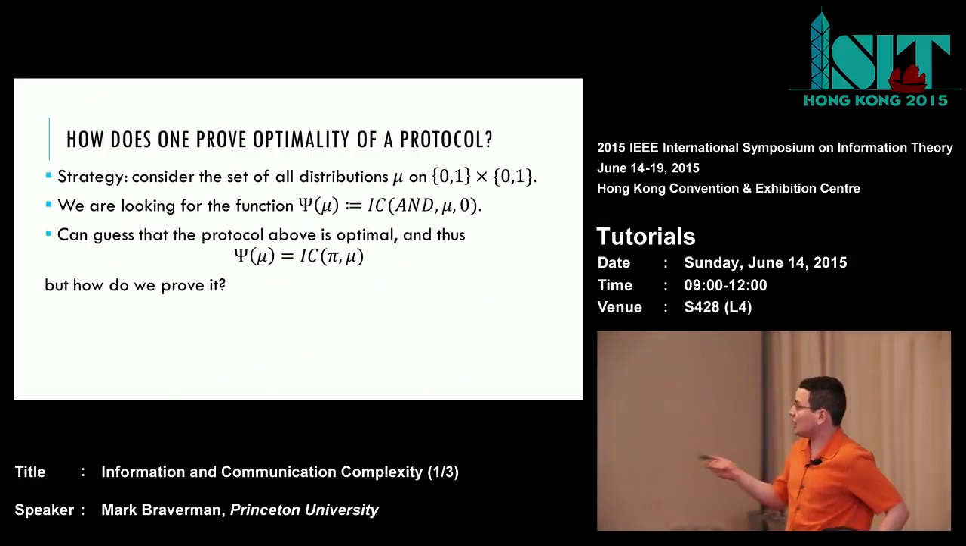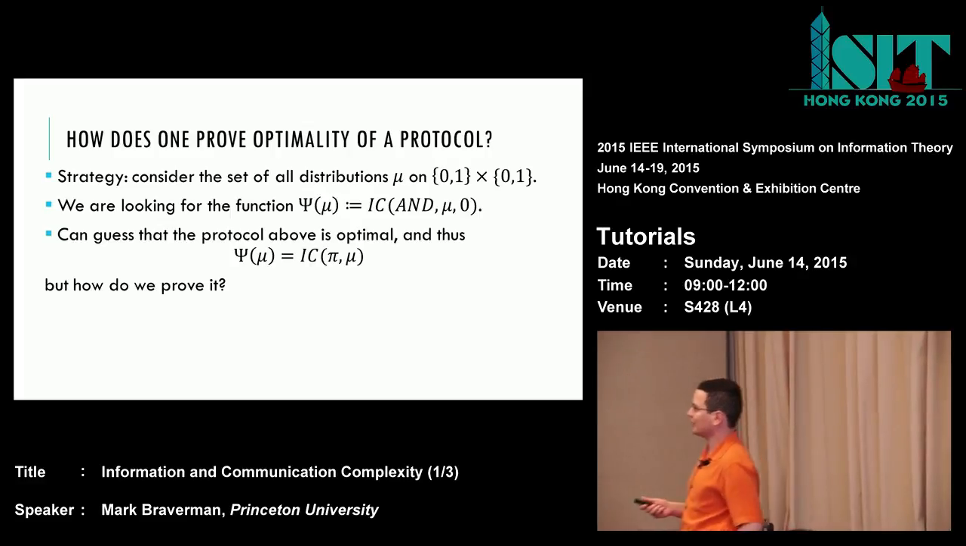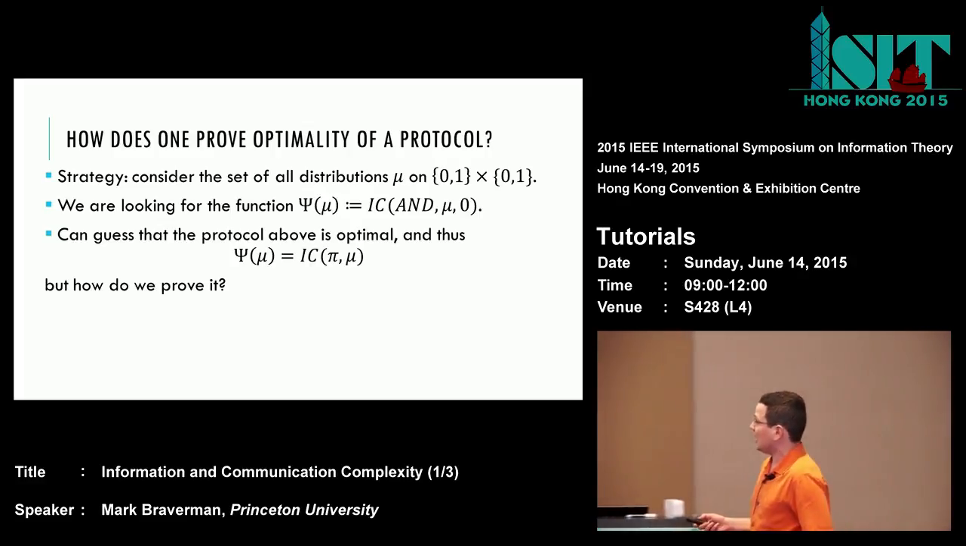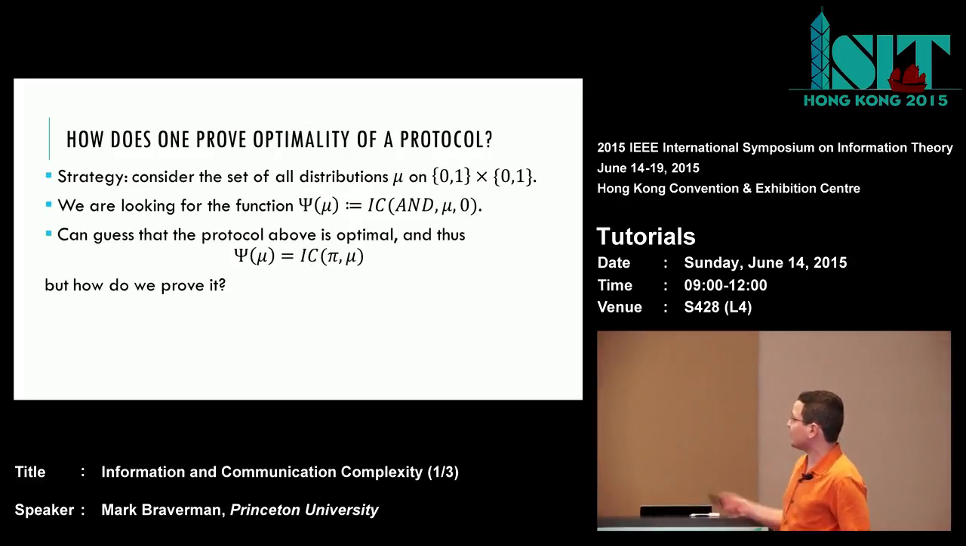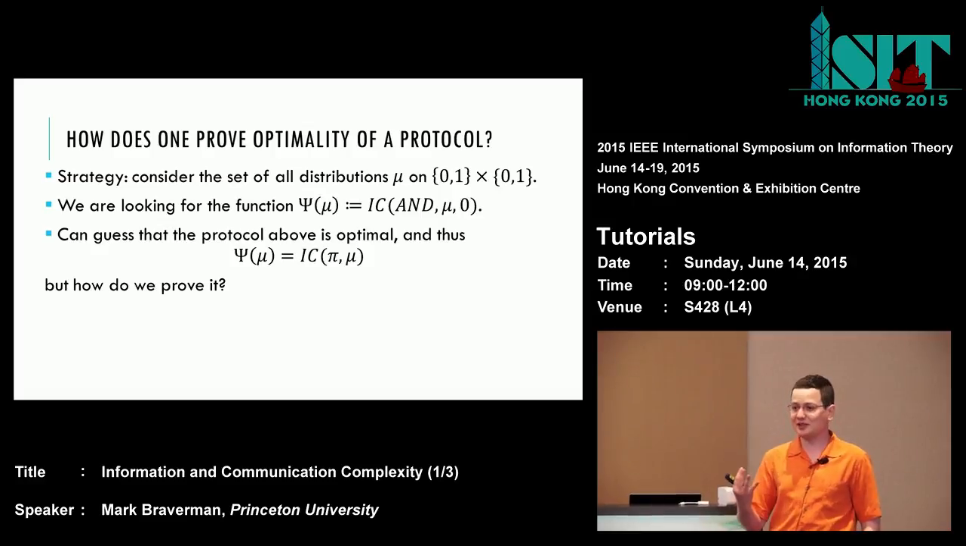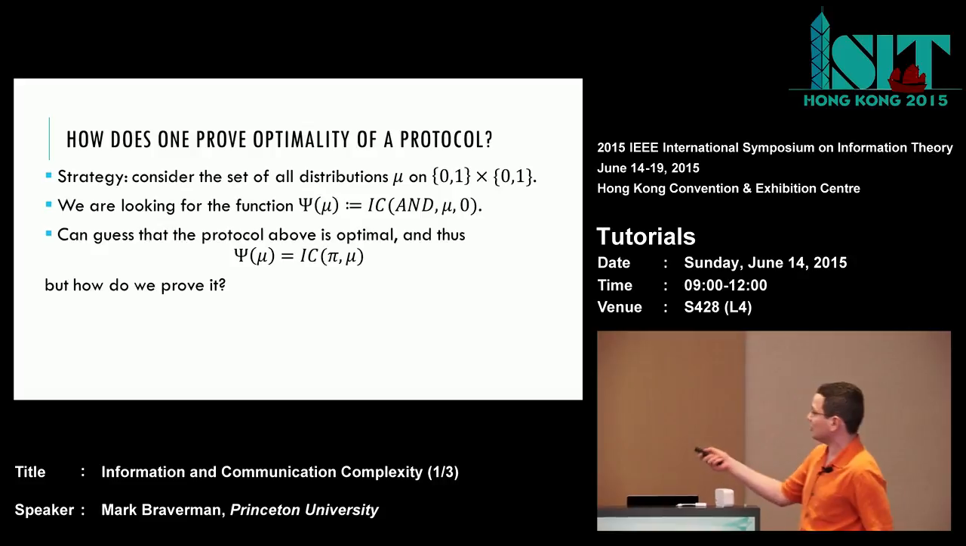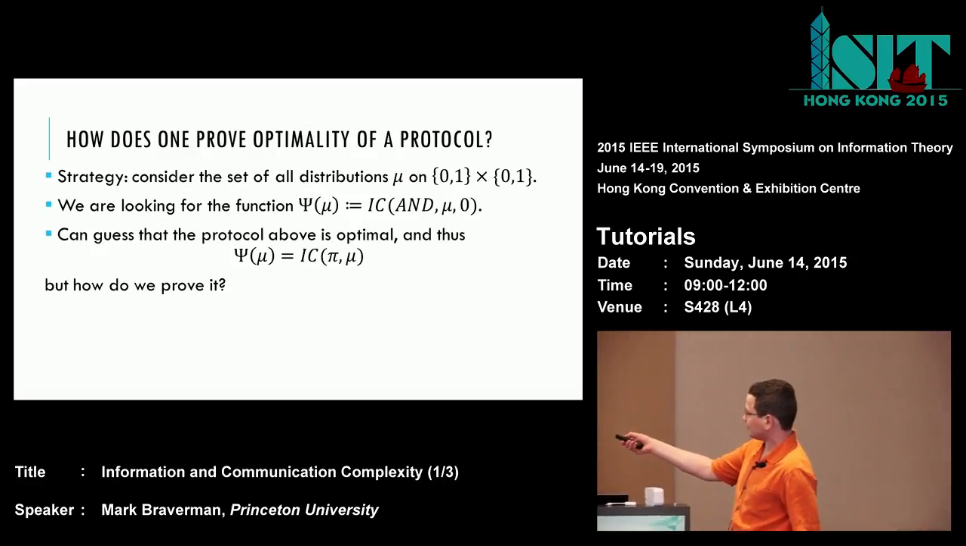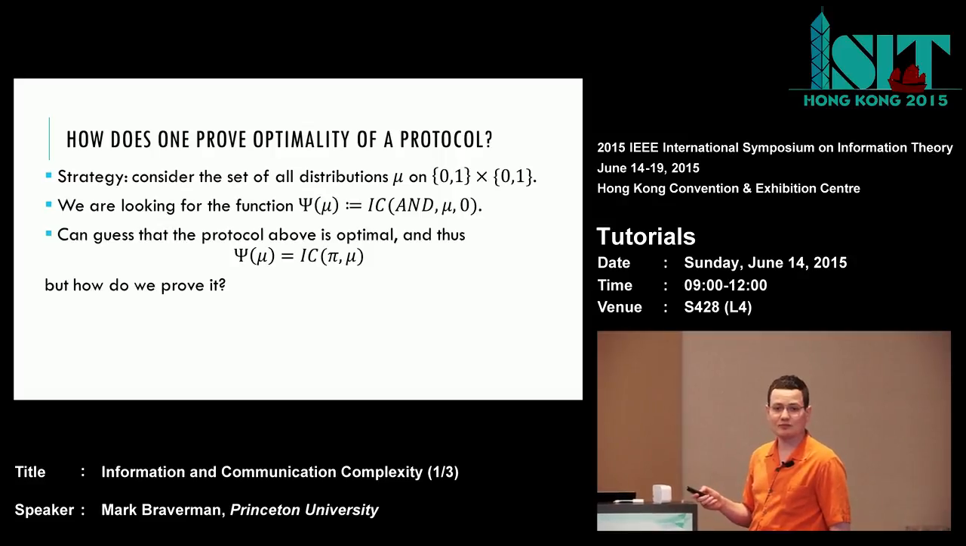So how do you actually prove this? So the strategy is, it turns out that while proving optimality for one distribution, you might as well look at all distributions simultaneously. So, question. Yeah? So before the protocol, I'm having trouble understanding the timing and the messages.